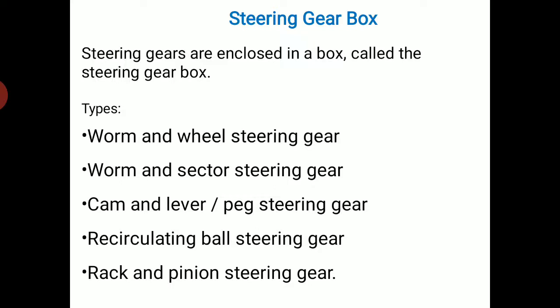Coming to the main part of our chapter, that is called a steering gearbox. Steering gears are enclosed in the box called a steering gearbox. I told you it converts rotary motion of the steering wheel into to and fro motion of the link rod of the steering linkages, which in turn swivel the front wheel.